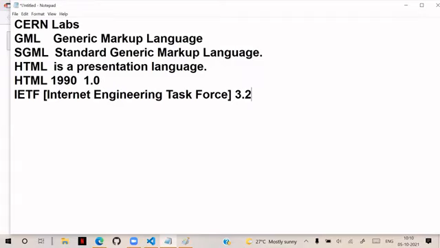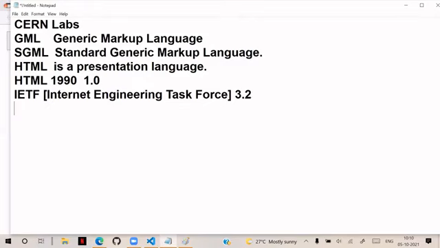Gradually, HTML improved. In the early days of the internet, we didn't have pictures, so everything was plain text only. Later pictures came, later graphics came, later videos came. Gradual improvement happened. And the Internet Engineering Task Force developed HTML up to version 3.2.